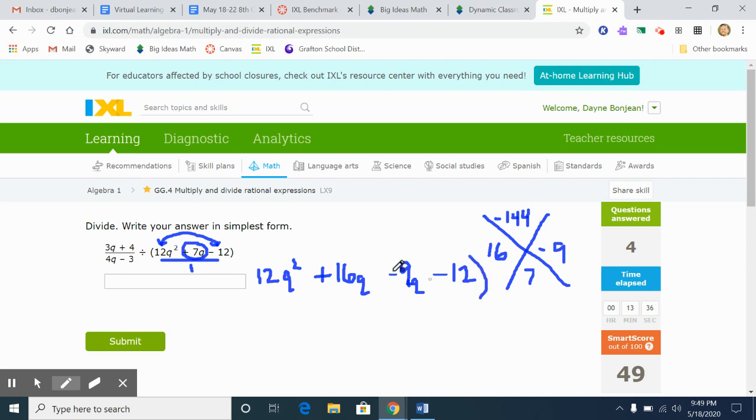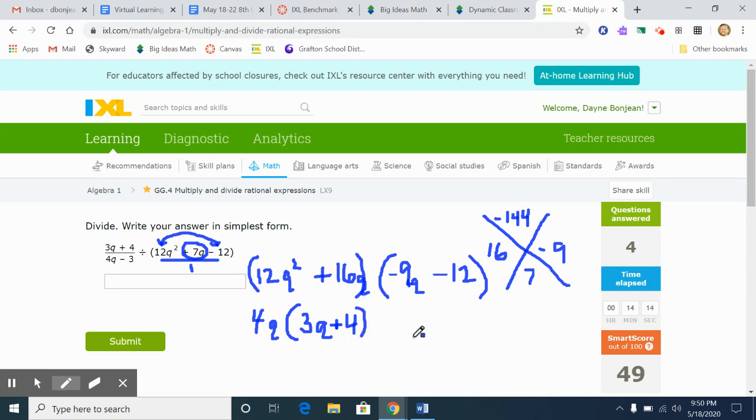All right, now I do something called factoring by grouping. I group the first two terms together and the final two terms together, and I factor out their greatest common factors. Okay? 12q squared and 16q would have a greatest common factor of, 12 and 16 would have a greatest common factor of 4. And then they both also have at least one q, so we could take a q out as well. This would leave me with 3q plus 4.